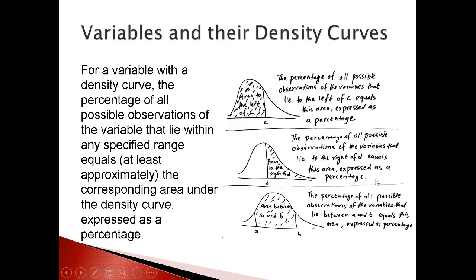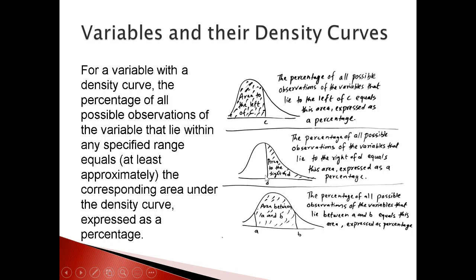Okay, so here you will have a fixed value in actual problems. You'll have a fixed z value. Now the area to the left of that value is the p-value. So the percentage of all possible observations of the variable that lie to the left of this z equals this area expressed as a percentage. So basically p-value is just the area to the left of the given z value.